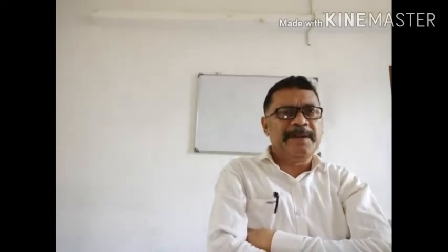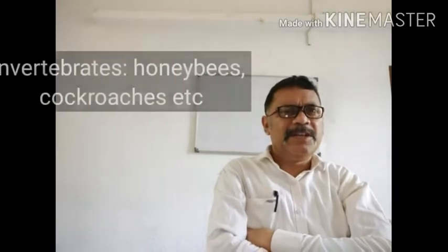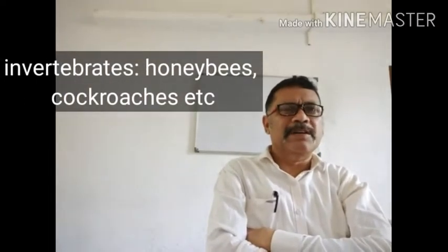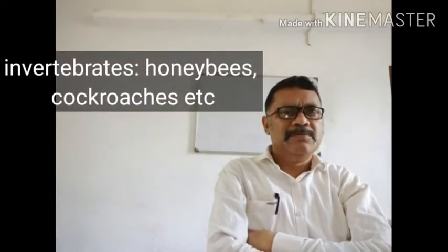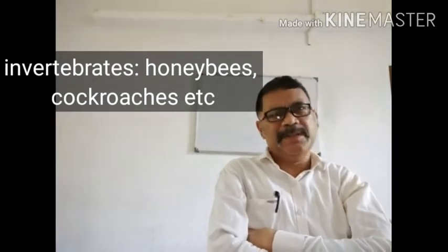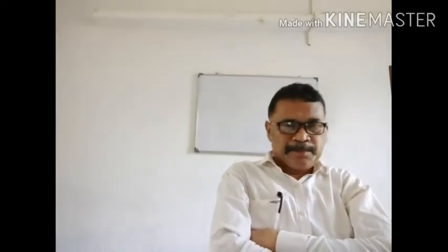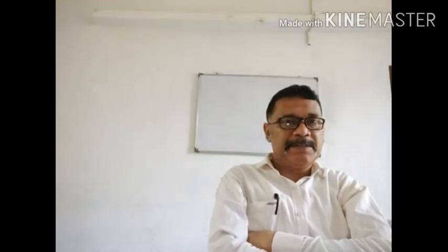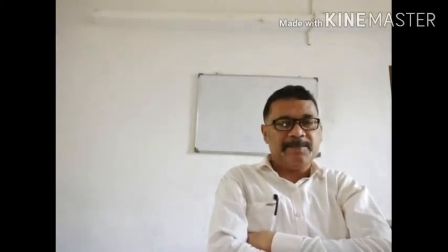There are some animals which do not have vertebral column. They are called invertebrates. For example, butterfly, cockroach, mosquito, honeybee. These are common examples which you usually see around us. These are invertebrates. That means they do not have vertebral column in their body.